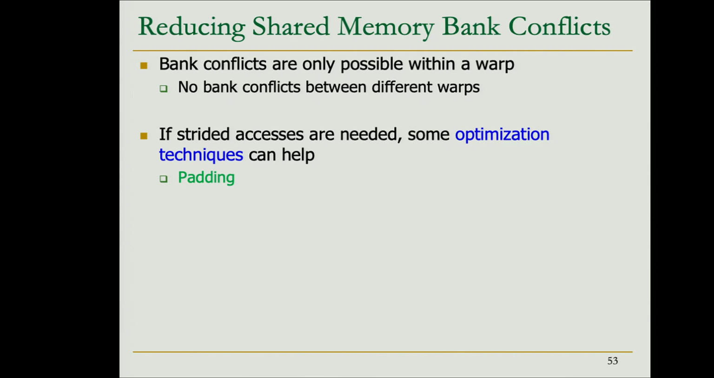So what's going to be the problem here? The problem is that I have a two-way bank conflict. And why is that? Because I'm going to have one thread accessing here, which is which thread?